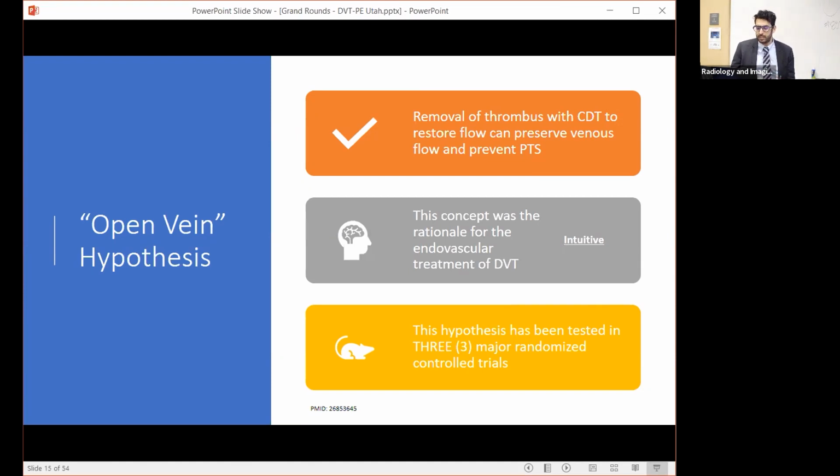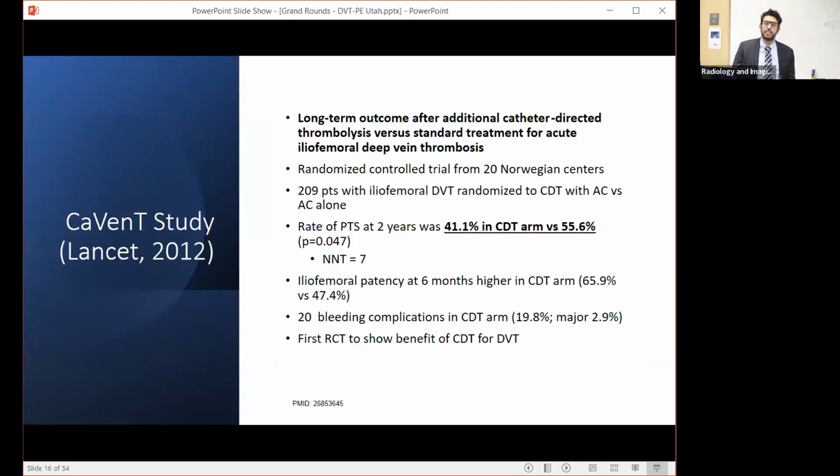the open vein hypothesis. What's really important to know is that this hypothesis has really only been tested in 3 major randomized controlled trials, and with some conflicting results. So let's go over those studies. So the first study is the CAVENT study. This is the first randomized controlled trial.